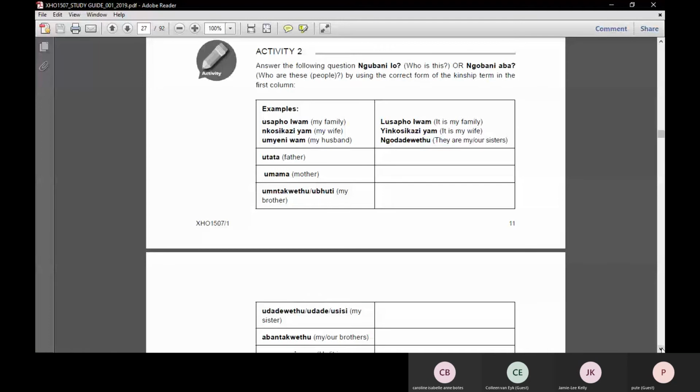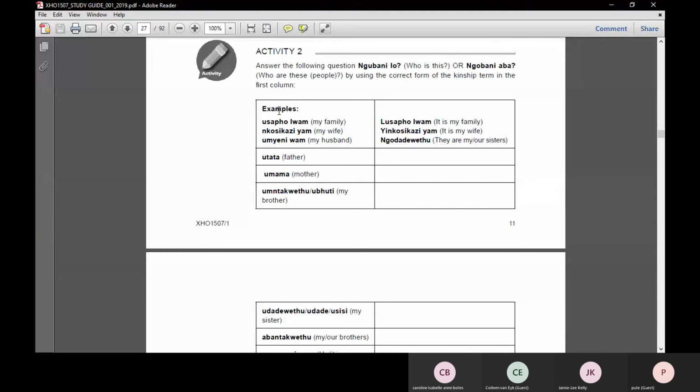But let's see. Activity 2. Answer the following question. Ngubani lo? Who is this? Or ngobani aba? Actually, it's supposed to be ngobani. It's supposed to be two O's. Ngobani aba? Who are these? Who are these people? By using the correct form of the kinship term in the first column.